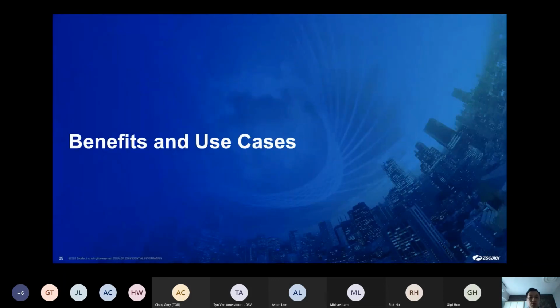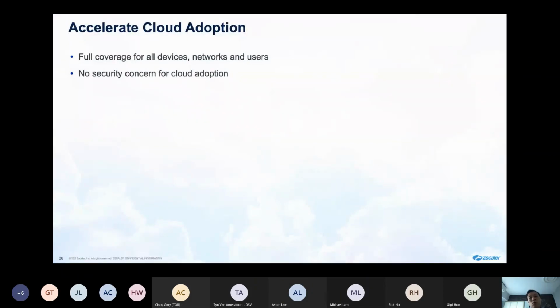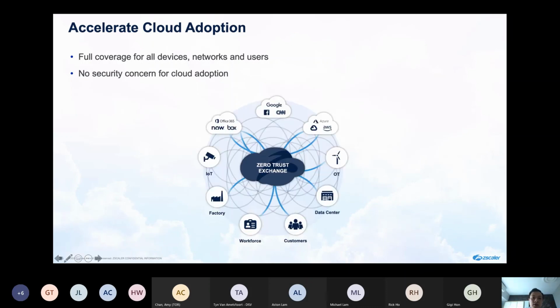Let me quickly go to those use cases and benefits. By adopting the zero trust model, the first benefit is that you can accelerate cloud adoption easily, because now you have full coverage for all devices, networks, and users. So you have less concern about moving data to the cloud, and probably when adopting other IaaS or moving your applications to the cloud as well.